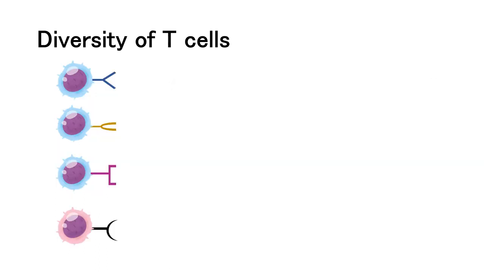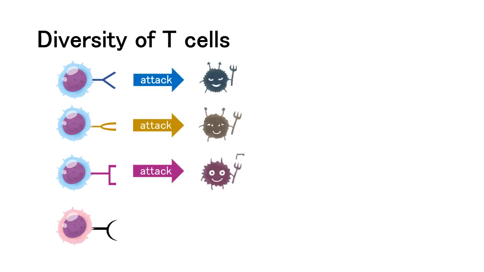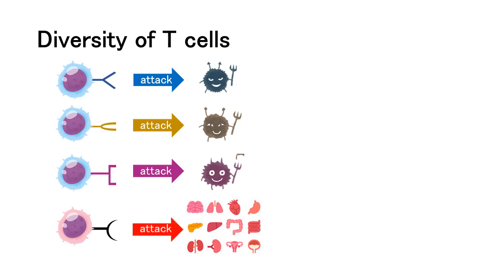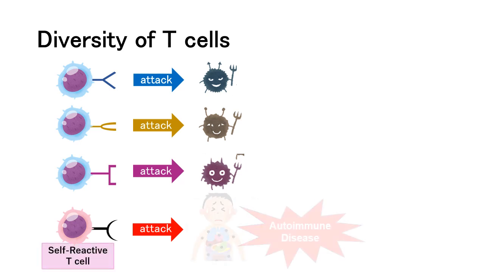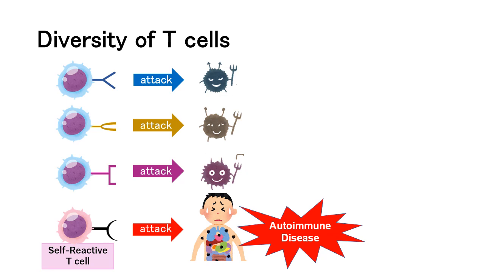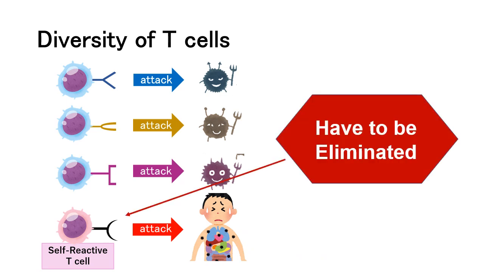As I just said, T cells are highly diverse, and each of them recognizes and attacks a specific antigen. However, because TCR is generated so randomly, some T cells happen to be reactive to our body's own proteins and even attack our body. These T cells are called self-reactive T cells, and they cause autoimmune disease. So, we have to get rid of these T cells before they spread to the whole body. How does our body do that?